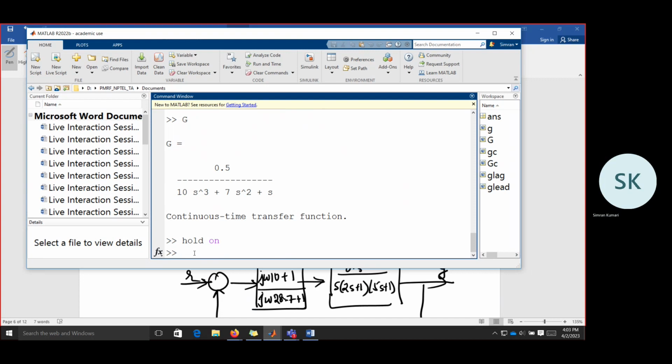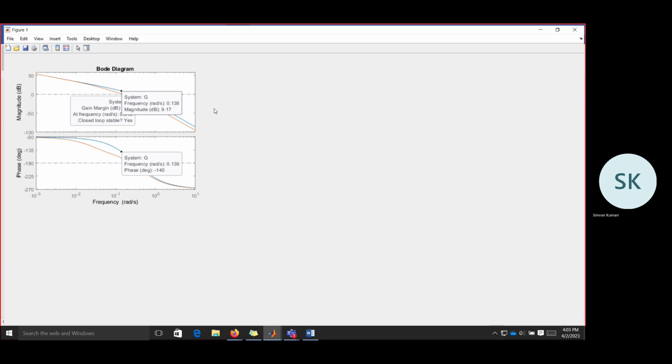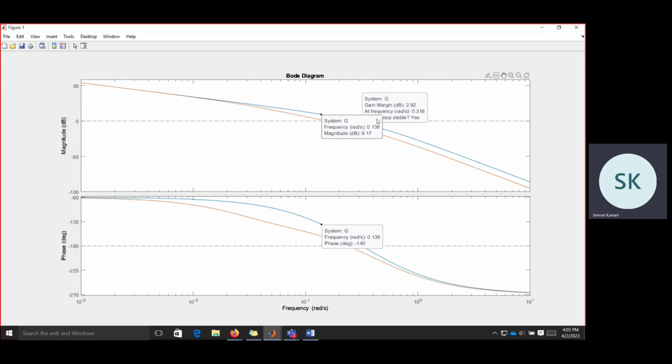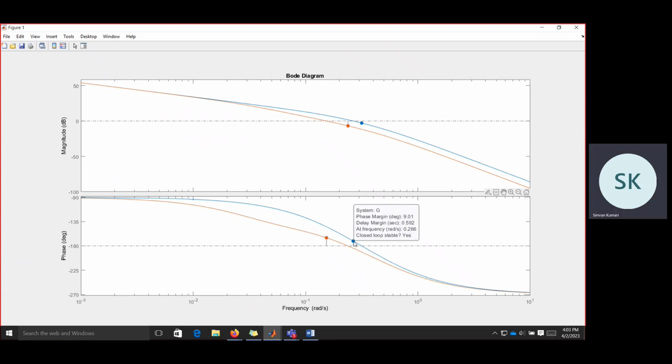Simply bode of GC into G. So this orange one is this. Earlier this was the phase margin. Now it has improved to 15.1 degrees. But what is expected is 40 degrees. And that much is not being achieved.